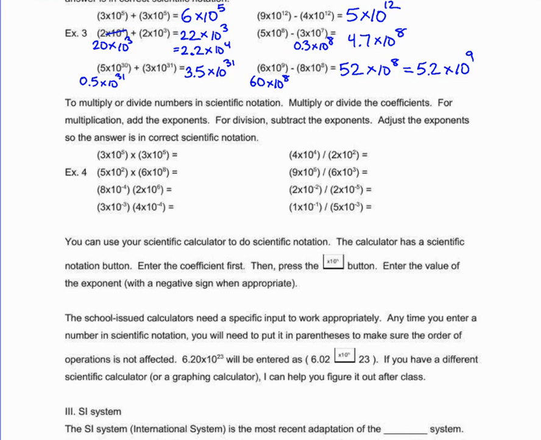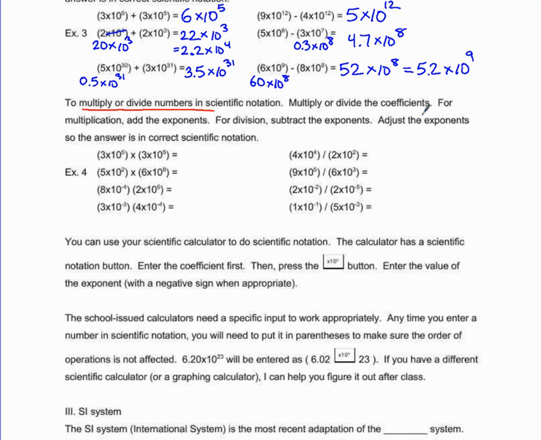The next thing to look at is multiplying or dividing numbers in scientific notation. So for this one, the first thing you can do is multiply or divide the coefficients. For multiplication, we are going to add the exponents together. For division, we're going to subtract the exponents. Then, as a last step, we will adjust the exponents so that the answer is correctly in standard scientific notation.